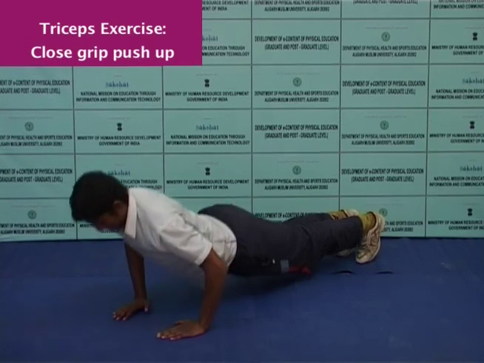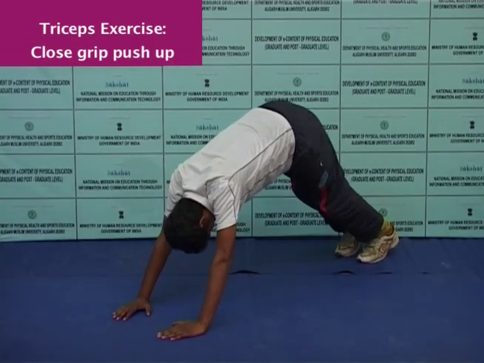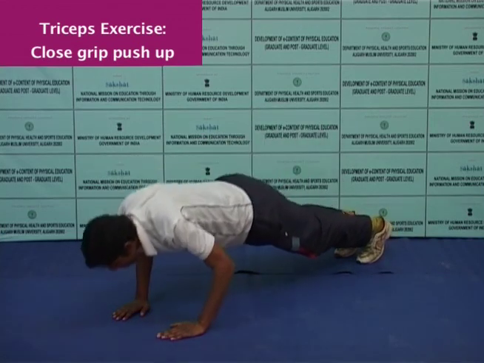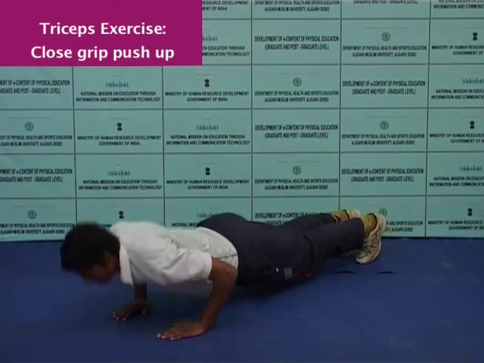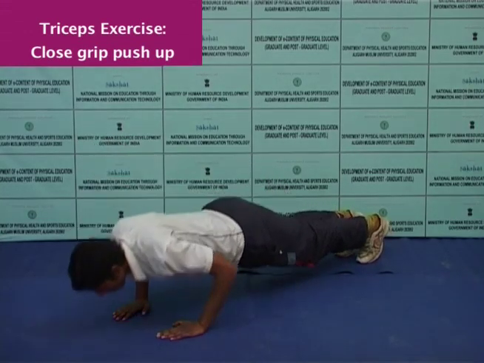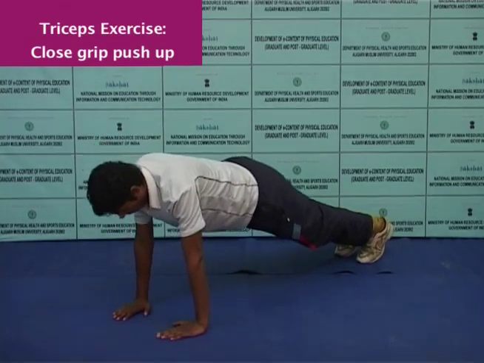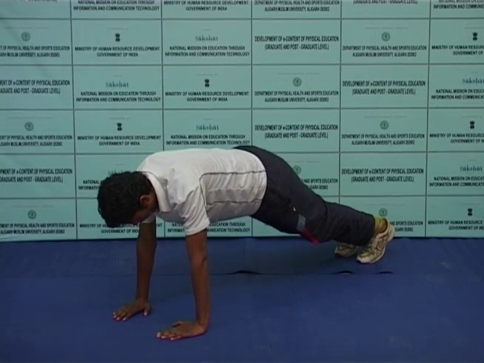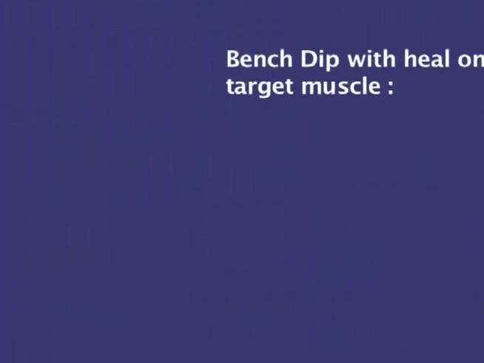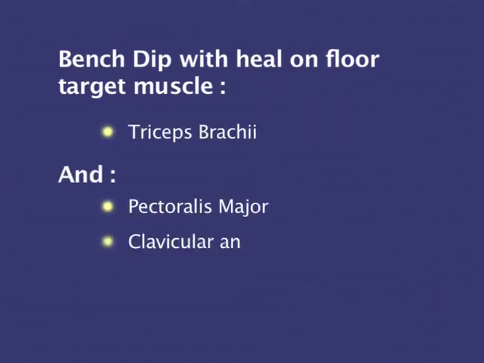Now, this exercise can be made easier, or resistance can be reduced, by performing the push-up with the knees bent on the floor or placing the hands on an elevated horizontal bar or the edge of an elevated surface. It can be made harder, or the resistance can be increased, by elevating the feet or performing triceps dips on the parallel bar. The target muscle is the triceps brachii. The synergistic muscles are the pectoralis major, clavicular and sternal part, and anterior deltoid.